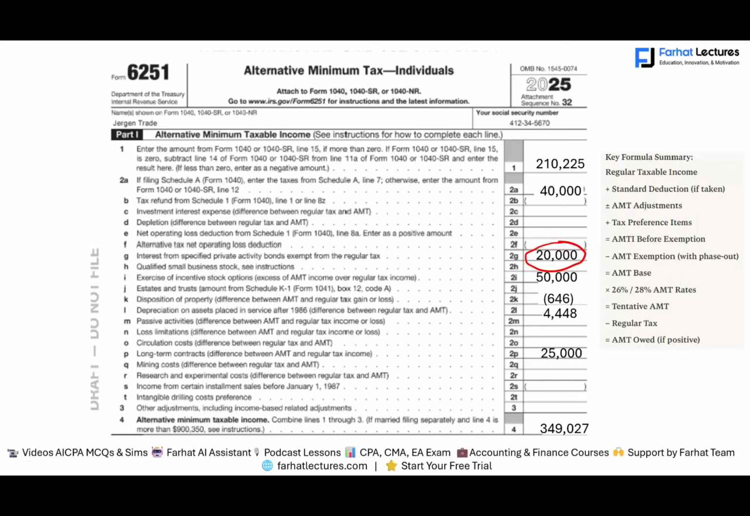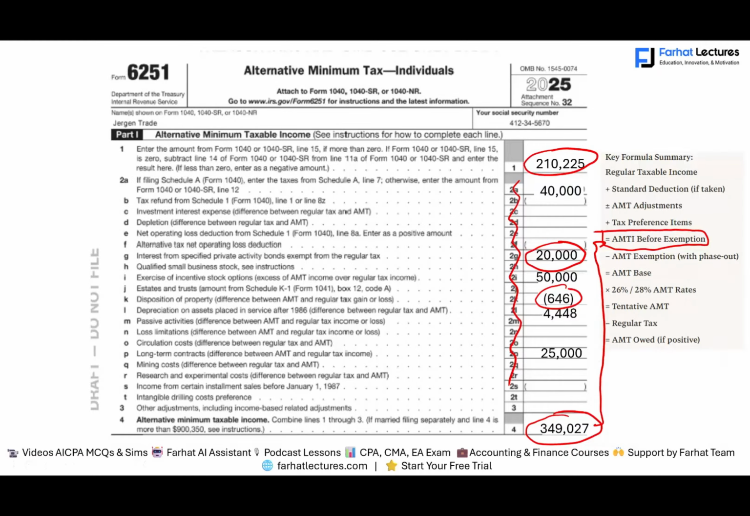Now we went from 210 to 25. Boom, boom, boom. We made all the adjustments. Some plus, notice one was minus. We could have minuses as well. We end up with $349,027. And remember, when I started this recording, I said we're going to get to AMTI before exemption.